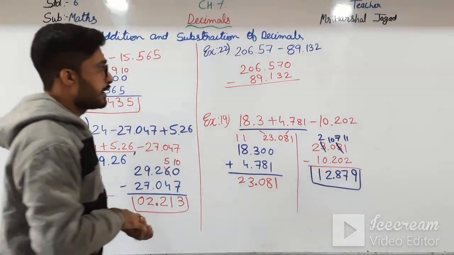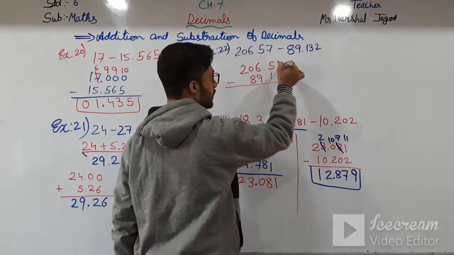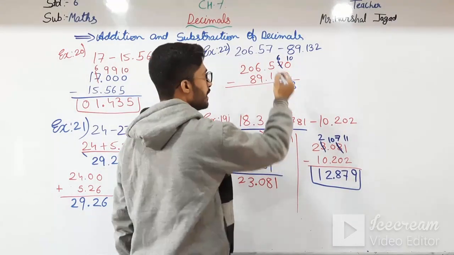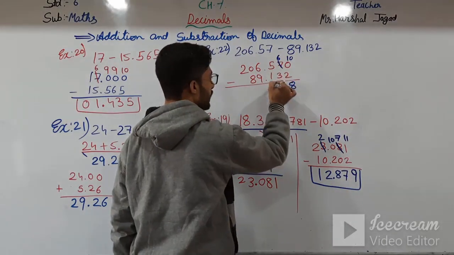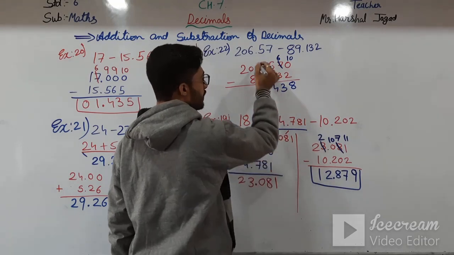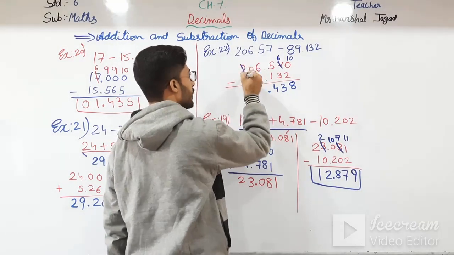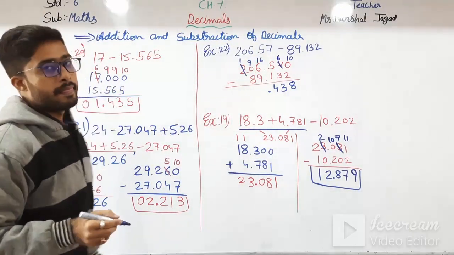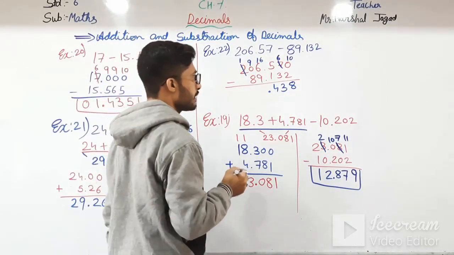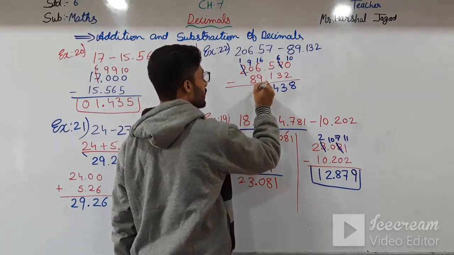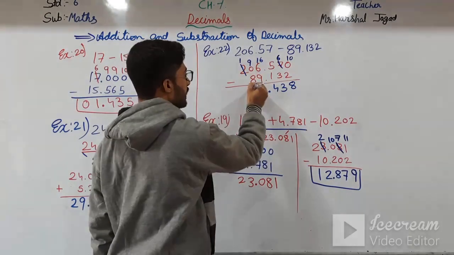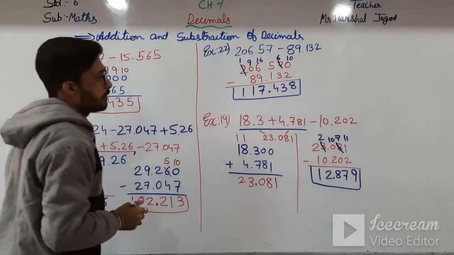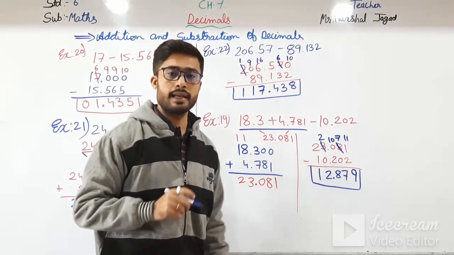Now here 0 minus 2 cannot be possible, so here it will be 6, here it will be 10, so 10 minus 2, that is 8, 6 minus 3, that is 3, 5 minus 1, that is 4, decimal point. 6 minus 9 will not happen, 0 minus 8 will not happen, so here it will be 1, here it will be 9, and here it will be 16. So 9 minus 8, that is 1, and here it is 1, okay, so that is 117.438, okay.